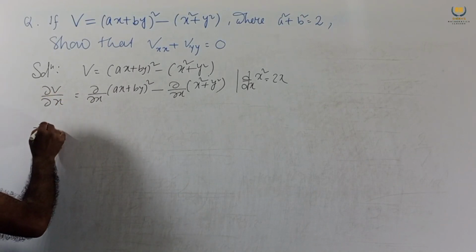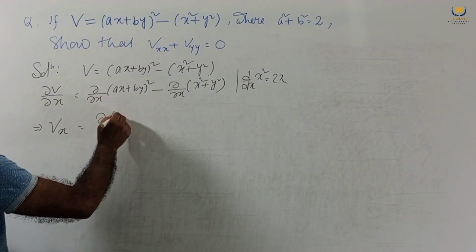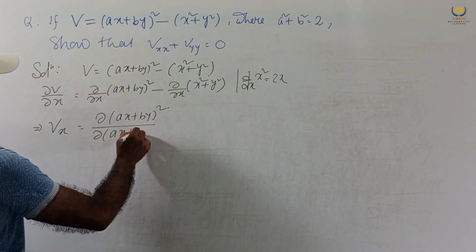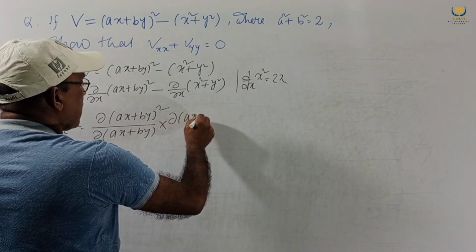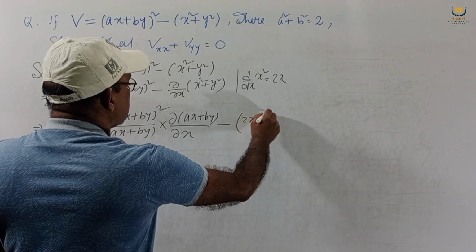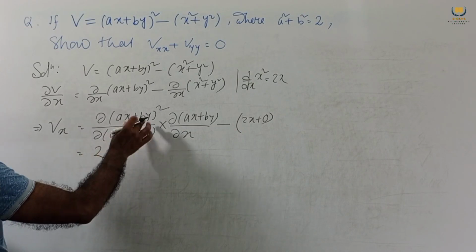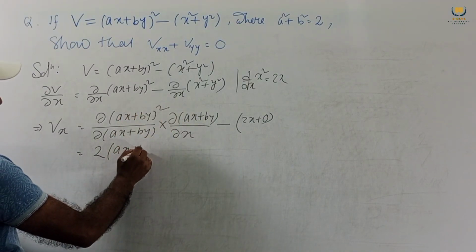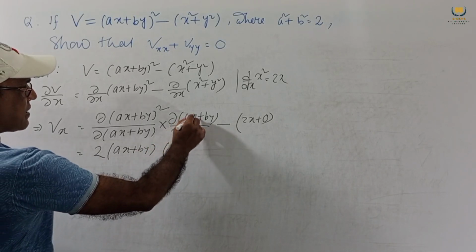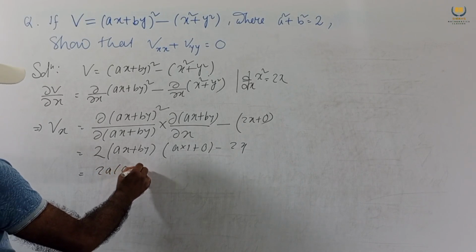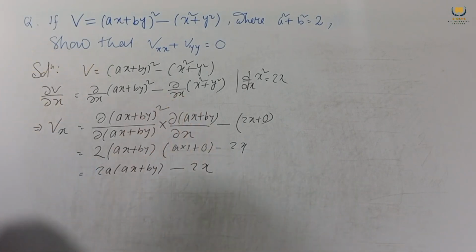And del v by del x we can write as vx. Using the chain rule: del (ax plus by) whole square by del (ax plus by), into del (ax plus by) by del x, minus, for x square plus y square, twice x plus 0. Del of ax plus by by del x is a, since x gives 1 and by is constant, which gives 0. Ultimately we get twice a(ax plus by) minus twice x. This is our vx.